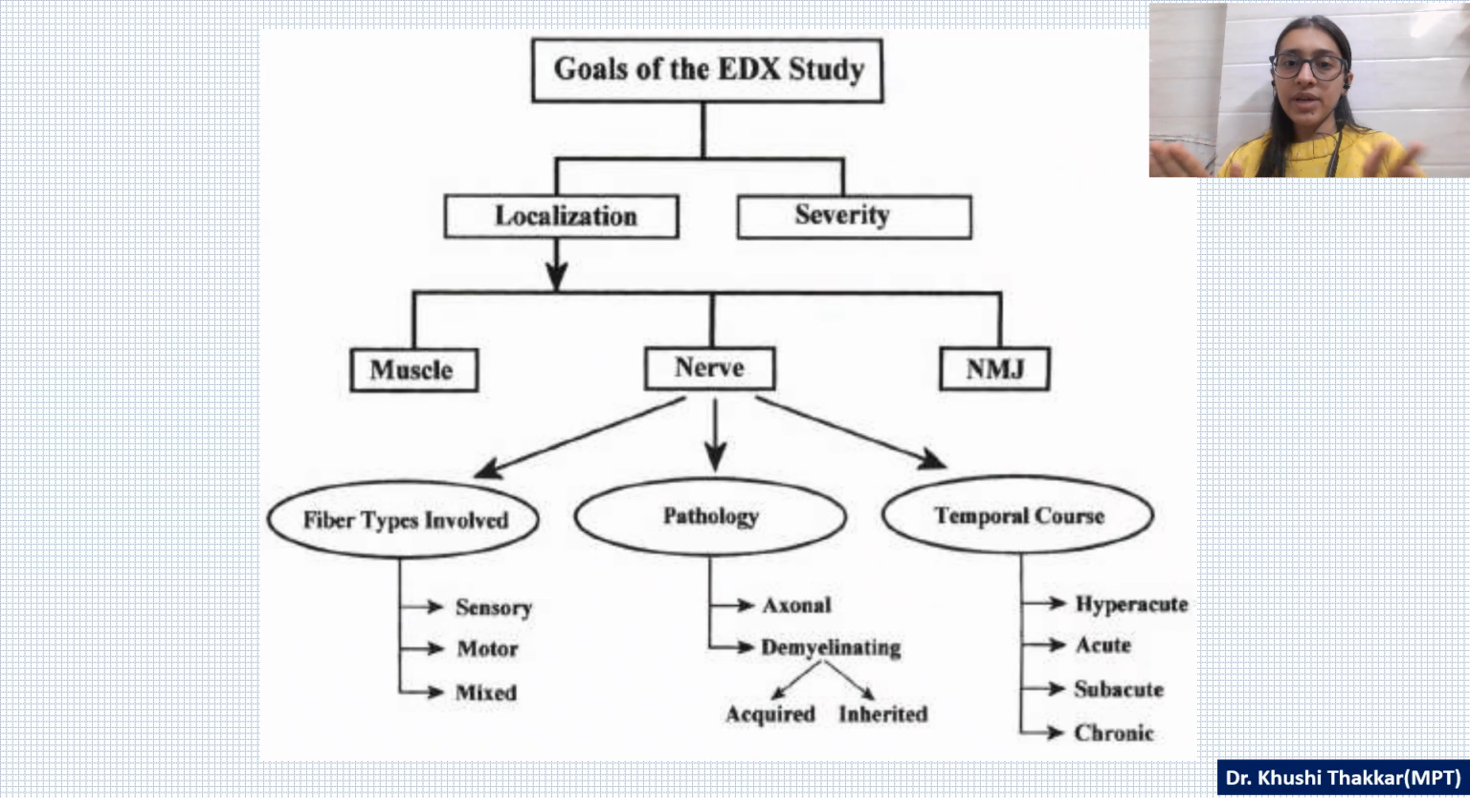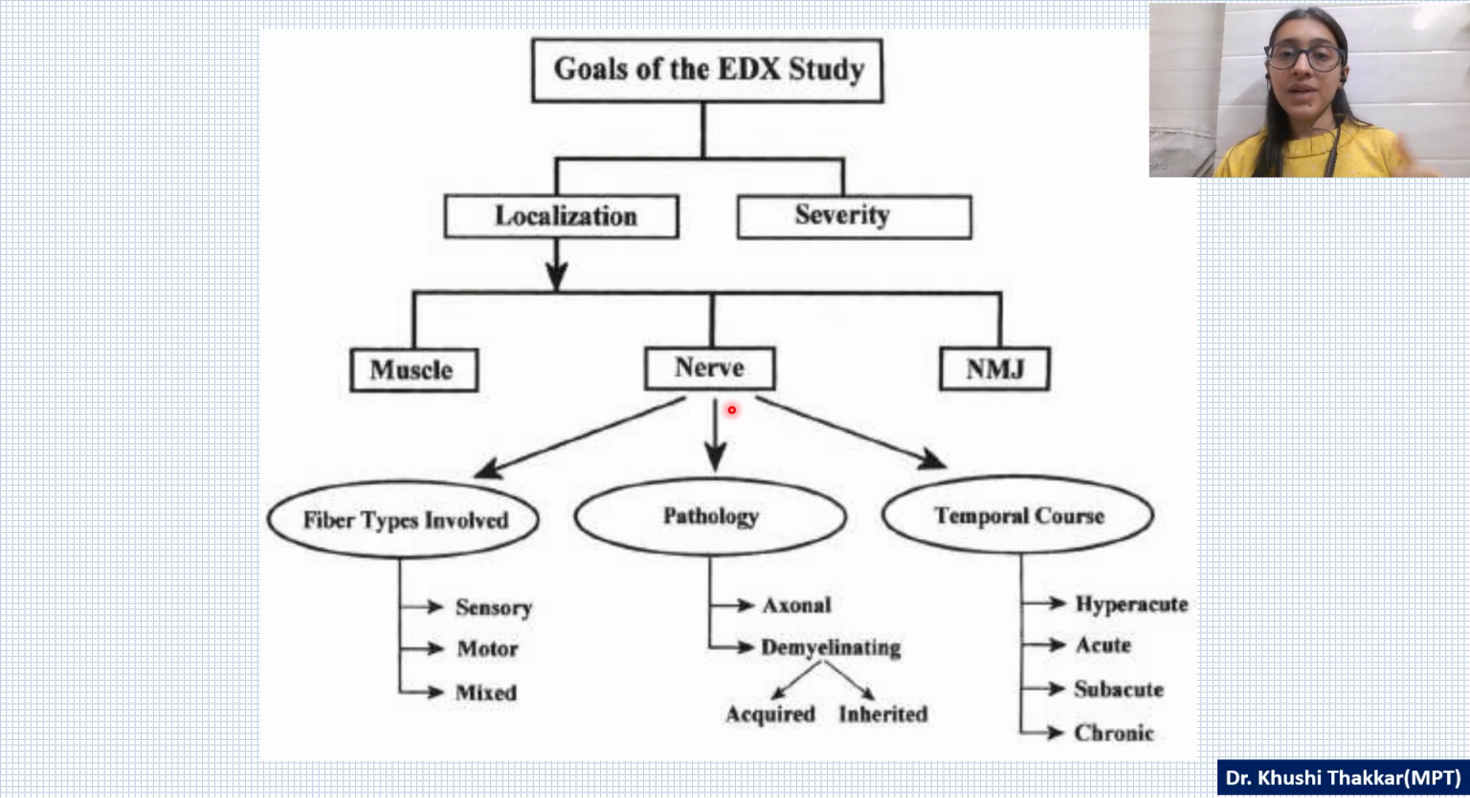The goals of electrodiagnostic studies. So first we divide into two goals. First is localization, which we have discussed. Second is the severity. So localization helps us understand three basic things: whether it is a muscle problem, a nerve problem, or a neuromuscular junction problem. Now we will discuss each in detail. For now, we will take into consideration the nerve.